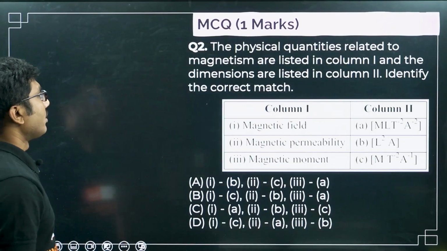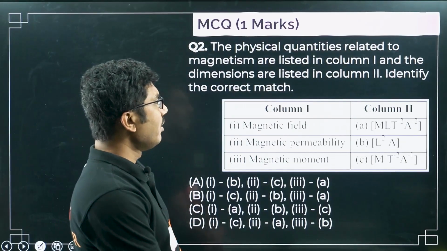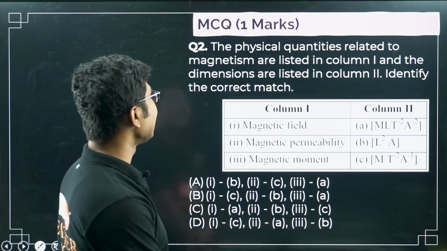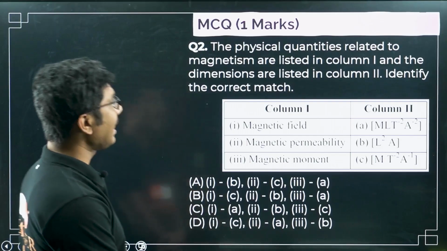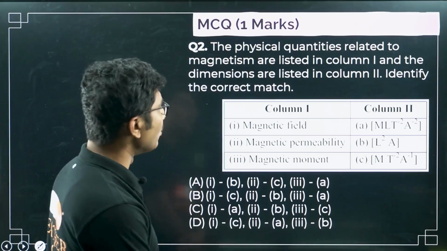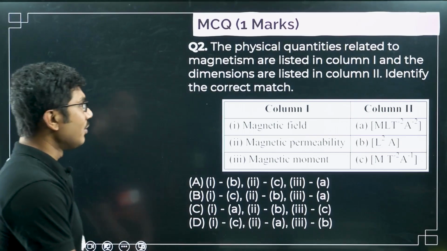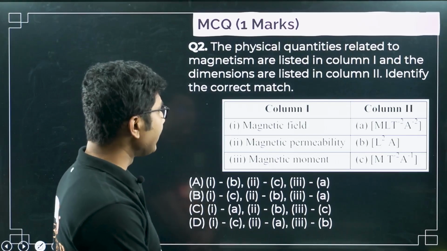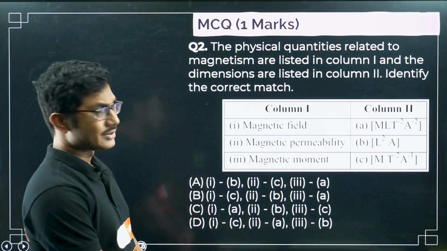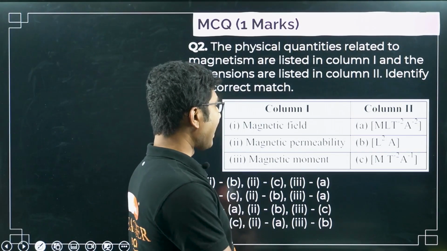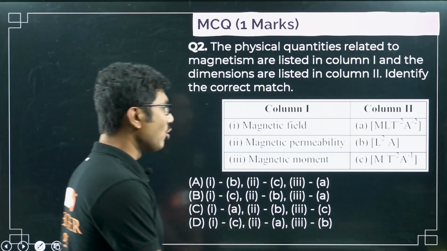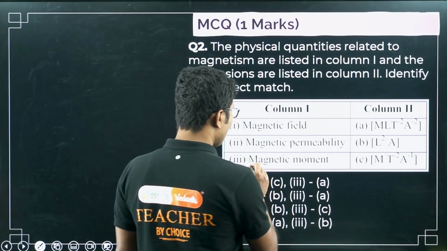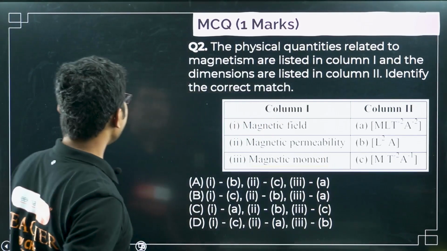Okay, now question number 2. There are a few questions where you have to match the columns. Physical quantities related to magnetism are listed in column 1 and the dimensions are listed in column 2. Identify the correct match. So first let's see what the options are, and then we will discuss the probable answer. So magnetic field, magnetic permeability, magnetic moment. We will start with the easiest one, that is magnetic moment.